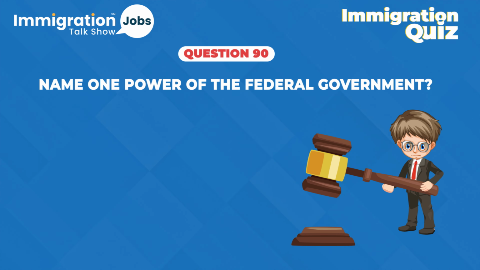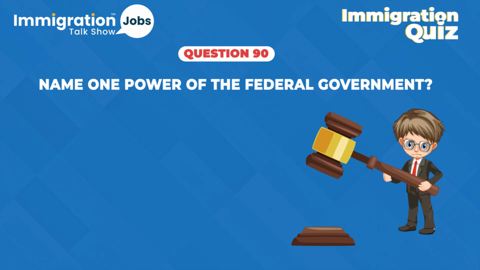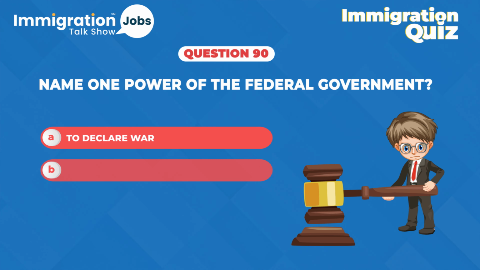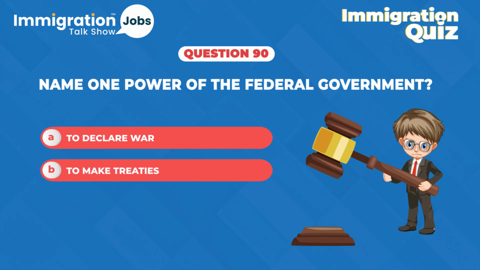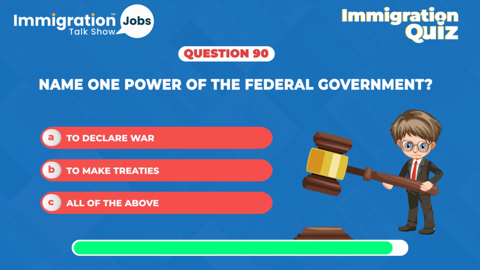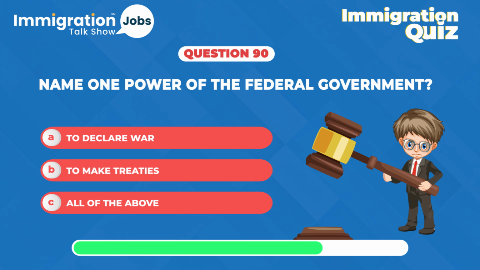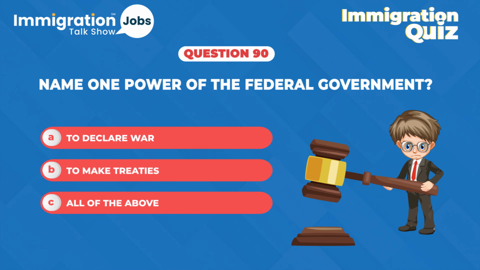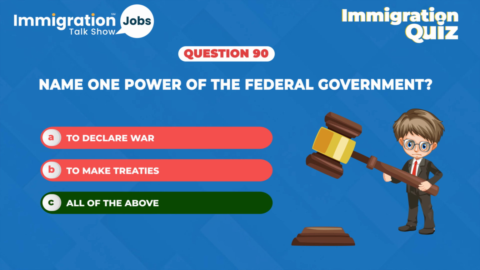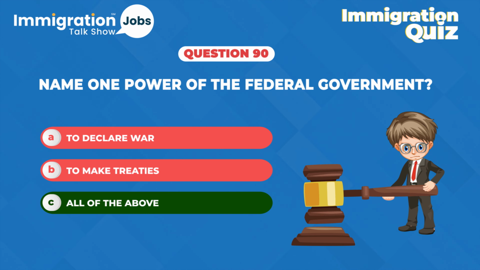Name one power of the federal government. Option A, to declare war. Option B, to make treaties. Or option C, all of the above. And the correct answer is option C, all of the above.